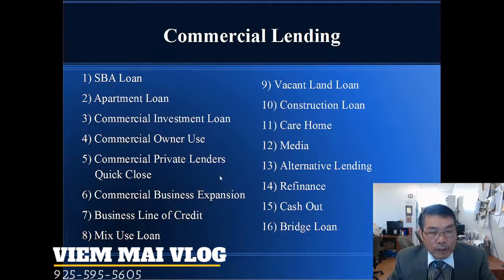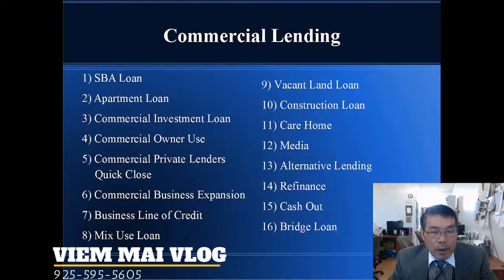It has more documentation. The minimum down payment is 10% or 15%. This is a low down payment, and people with lower FICO credit can get this loan. This loan is government sponsored, so we have to pay a higher fee, like insurance for the loan.